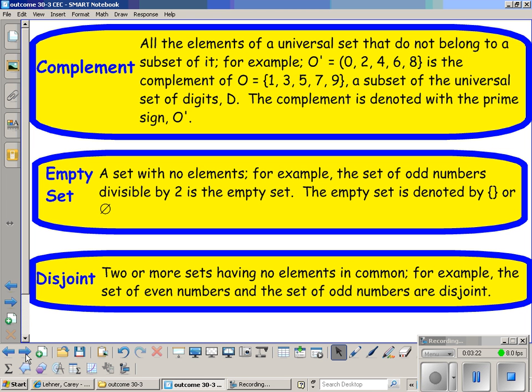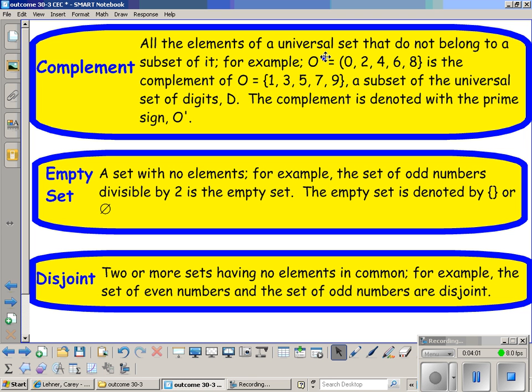The complement is all the elements of a universal set that do not belong to a subset of it. For example, we denote the complement of O with this little apostrophe mark up there. That's what we use to denote complement. So the complement of O is 0, 2, 4, 6, 8, the complement of subset O, which is 1, 3, 5, 7, 9, which was a subset of the universal set of digits. So the complement is denoted with the prime sign, O, and then that little apostrophe.